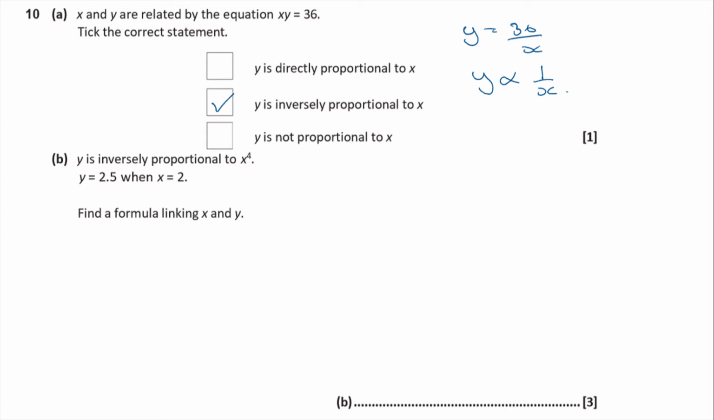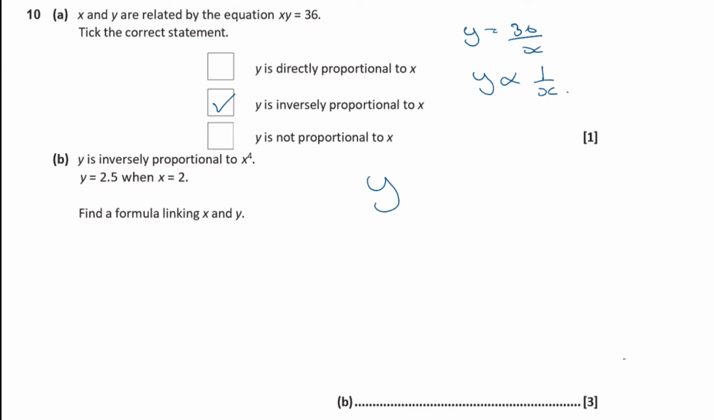y is inversely proportional to x to the power of 4. y is 2.5 when x is 2. Find a formula linking x and y. So I'm going to write that down as y is proportional to 1 over x to the power of 4. And this little fishy symbol is the symbol of proportionality. Once I put that in, I can then replace it with equals k lots of the same thing. So y equals k over x to the power of 4.